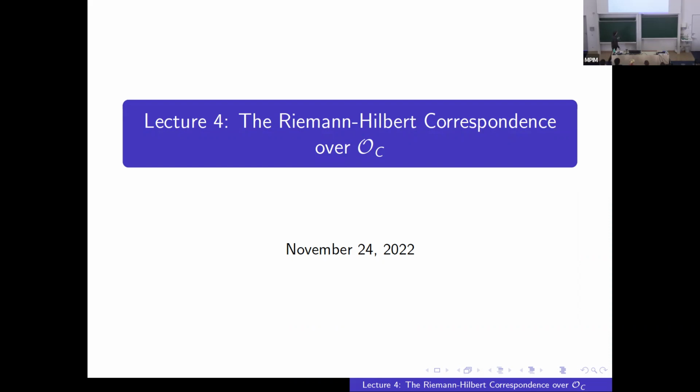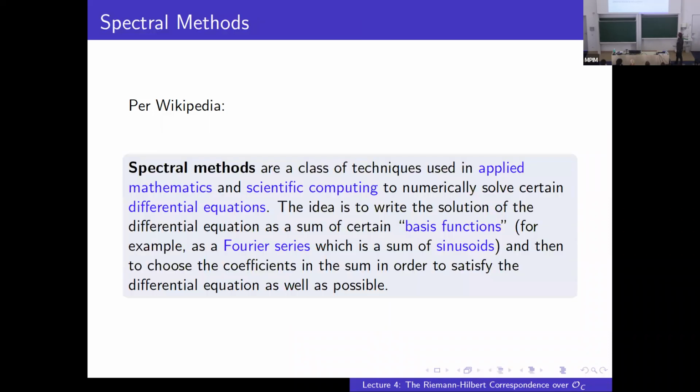So I looked up that it was supposed to be about spectral methods. And then I thought, what's that? So I looked up spectral methods on Wikipedia, and I found this. Techniques for scientific computing, writing solutions as a sum of sinusoids. So that seems a tall order to connect this with what I'm talking about, but let's give it a shot.